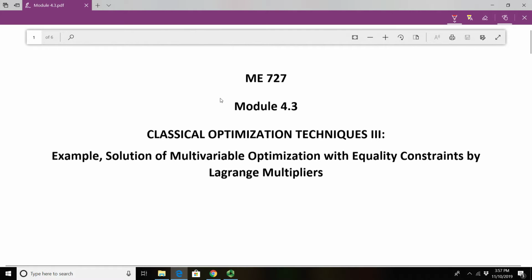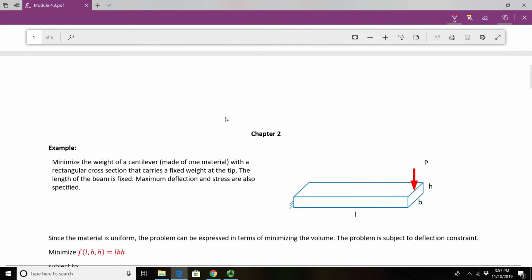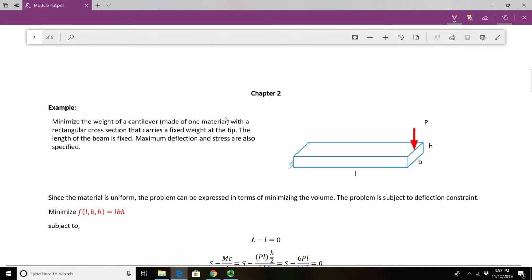So let's look at an example on Lagrange multipliers. A little bit more interesting than what we have done before. So here is a cantilever. It has a load at the tip. The dimensions are length L, width b, and height h.